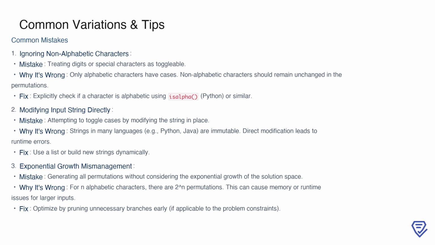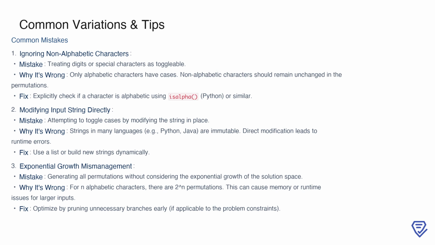A good way to handle this is by using the isalpha method in Python or an equivalent function in other languages to check if a character is alphabetic. Another mistake is attempting to modify the input string directly. Remember, strings in many languages, such as Python and Java, are immutable, meaning you can't change them in place. If you try, you'll get runtime errors. A better approach is to use a list or dynamically build new strings instead.